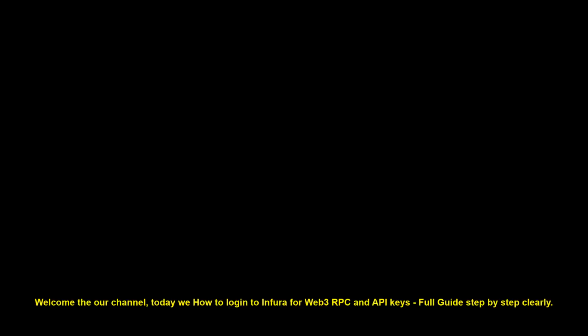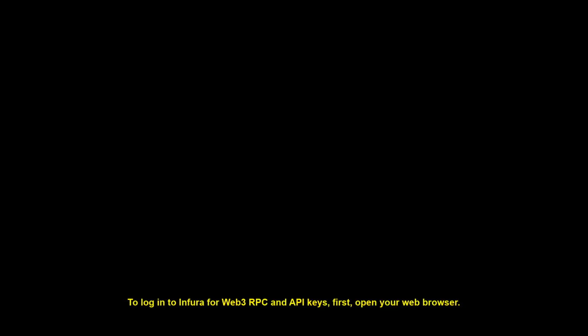To log into Infura for Web3 RPC and API keys, first, open your web browser. Go to the official Infura website at infura.io. Once the page loads, locate the Sign Up button at the top right corner of the homepage. Click on the Sign Up button to create a new account.